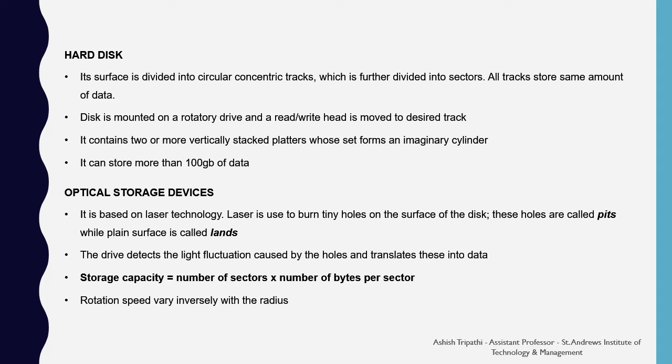Optical storage devices. They are based on laser technology. Laser is used to burn tiny holes on the surface of the disk. These holes are called pits, while the plain surface is called lands. The drive detects the light fluctuation caused by the holes and translates these into data. Storage capacity is measured by the formula: number of sectors multiplied by number of bytes per sector. Rotation speed varies inversely with the radius.